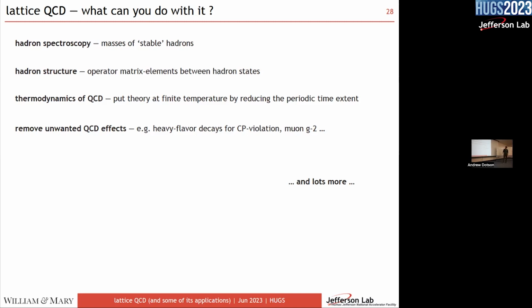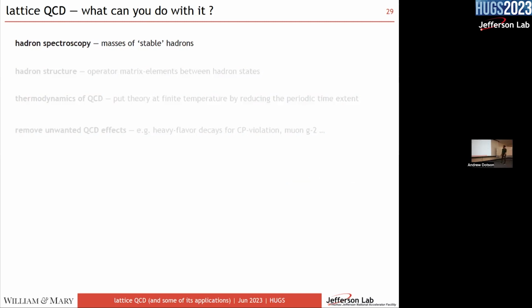Another one that's become very interesting recently, which I'll show you in a second, is the anomalous magnetic moment of the muon, which sounds like it has absolutely nothing to do with QCD whatsoever, but it does. And there are many, many more. So let me go through a few of these and give you a flavor of some of the things you can do. This is not even close to encyclopedic.